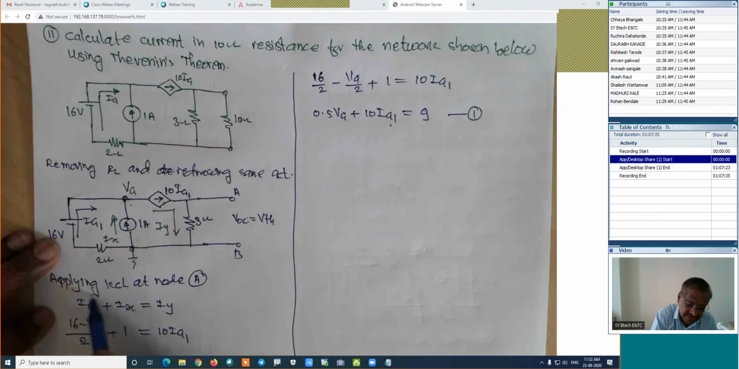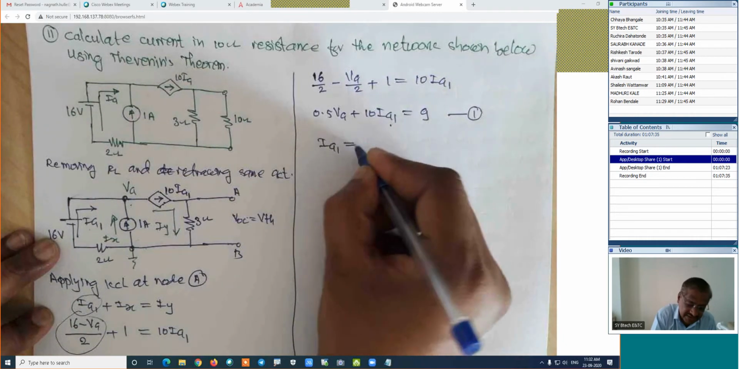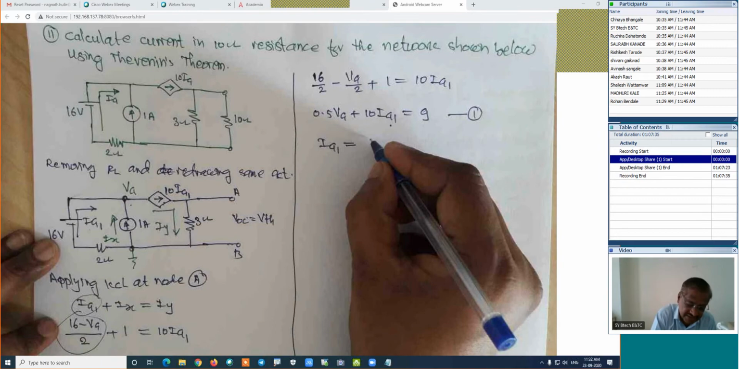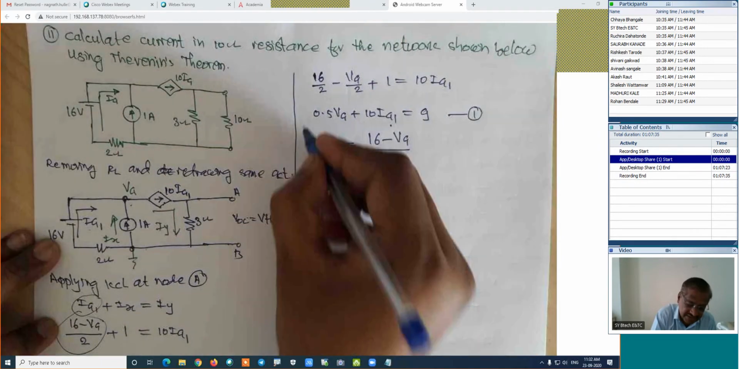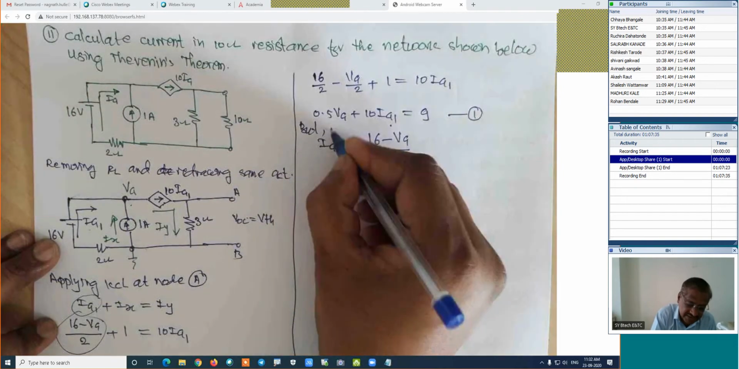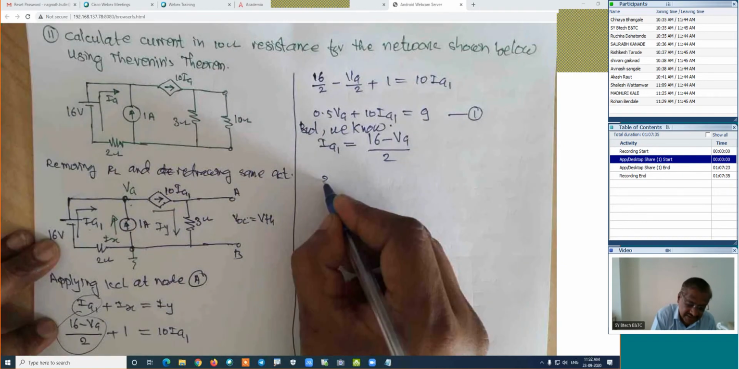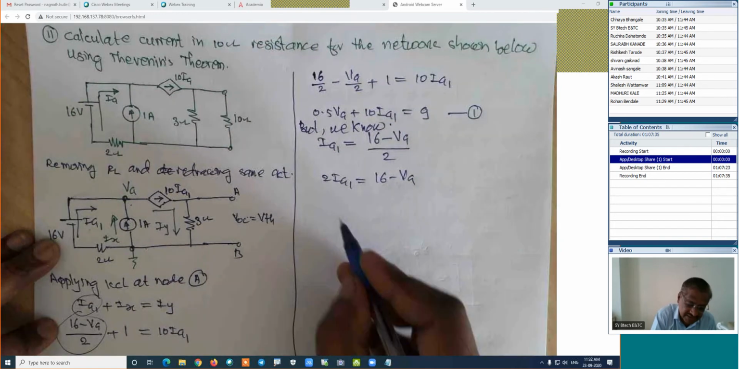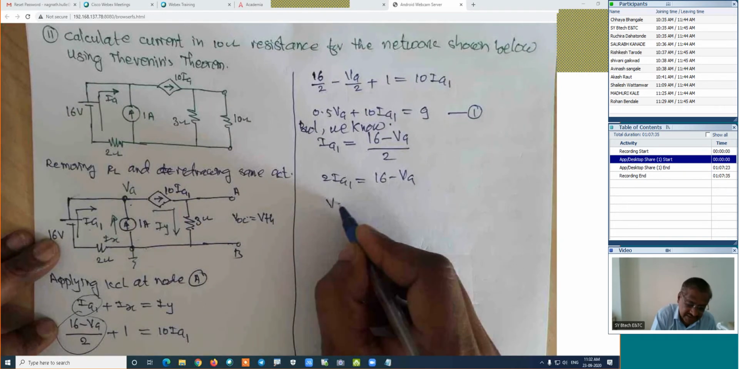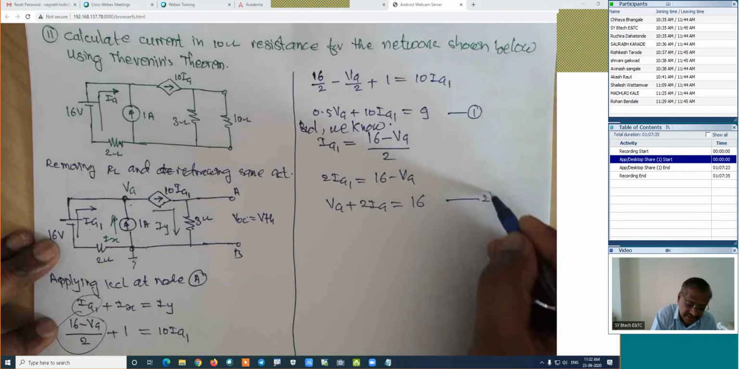Already we have calculated this relationship. Means find out IA1 in terms of VA, or VA in terms of IA1. Already we have this relation: IA1 is equal to (16 minus VA) divided by 2. If we simplify this, 2 into IA1 is equal to 16 minus VA. If we shift this VA to the left hand side, then VA plus 2IA1 is equal to 16. This is equation number 2.